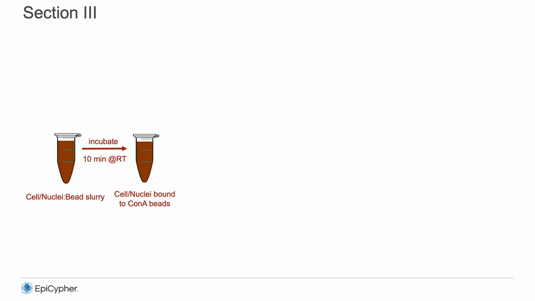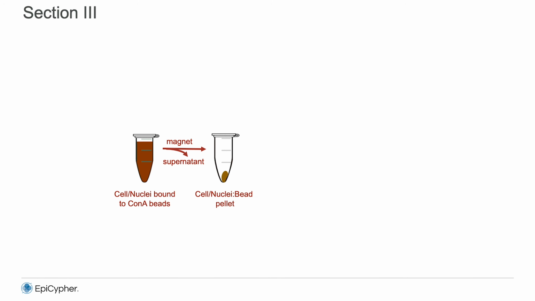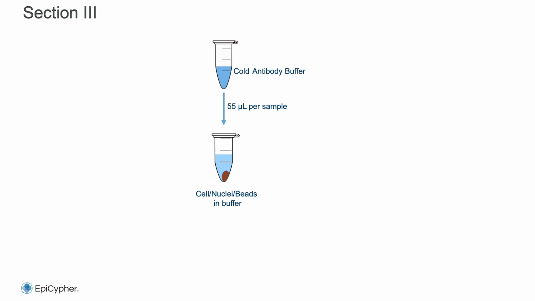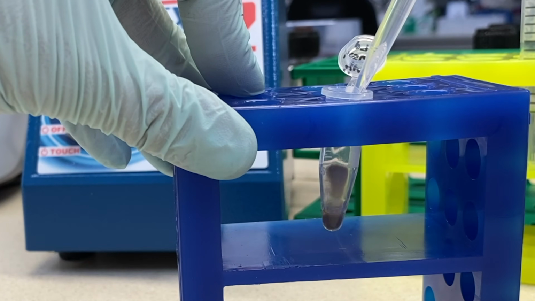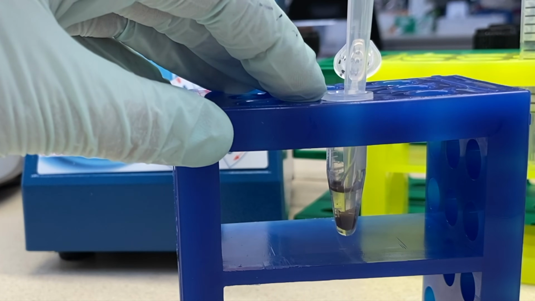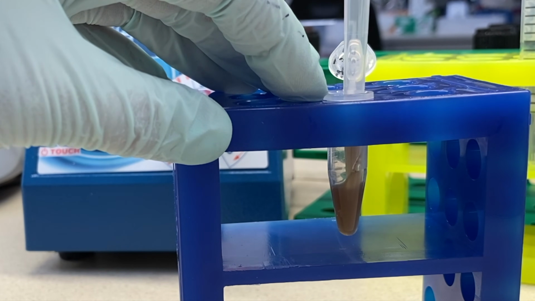At the end of the 10-minute incubation, it is normal to see settling in the tube. Place your 1.5 ml tube on the magnetic rack and remove the supernatant. Add 55 microliters of cold antibody buffer per sample if batch processing and resuspend quickly to prevent bead drying, but gently to prevent cell lysis.